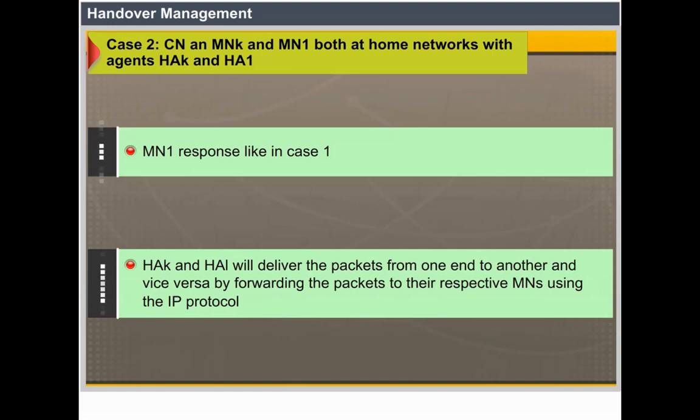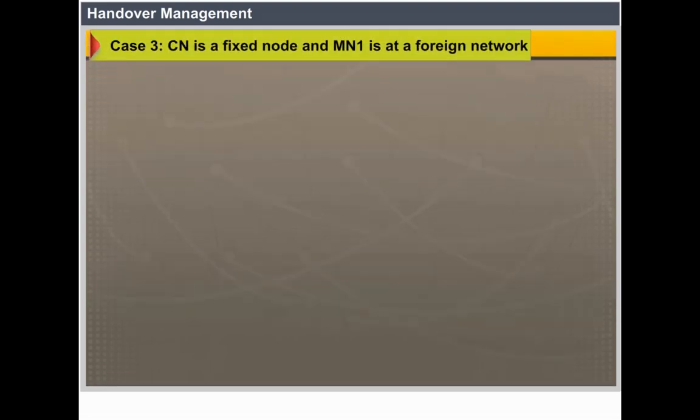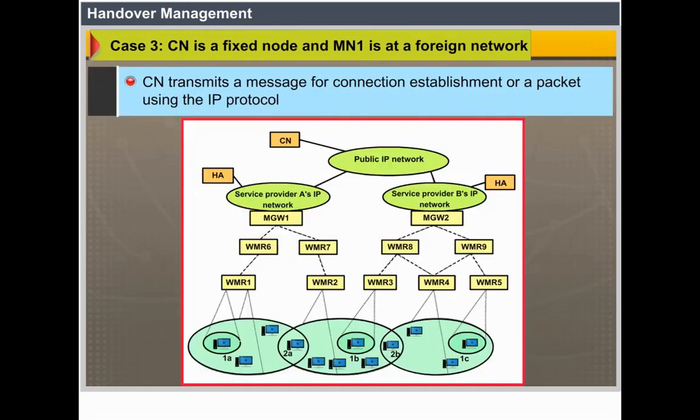HAK and HAI deliver the packets from one end to another and vice versa by just forwarding the packets to their respective MNs using the IP protocol. Case 3. CN is a fixed node and MNI is at a foreign network. CN transmits a message for connection establishment or a packet using the IP protocol.